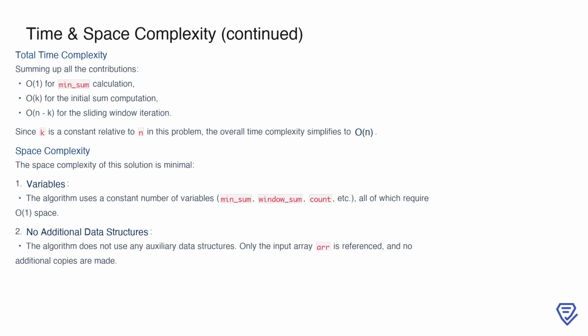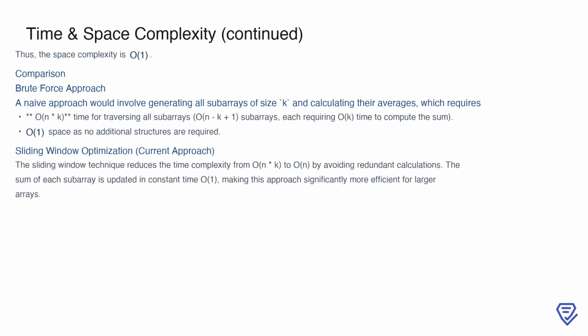Now let's discuss the space complexity. The algorithm uses only a constant number of variables, such as min_sum, window_sum, and count, all of which take O(1) space. Furthermore, there are no additional data structures involved, no auxiliary arrays or copies of the input are created. The algorithm directly operates on the input array arr, so the space complexity is O(1). This minimal space usage solidifies the space complexity at O(1).